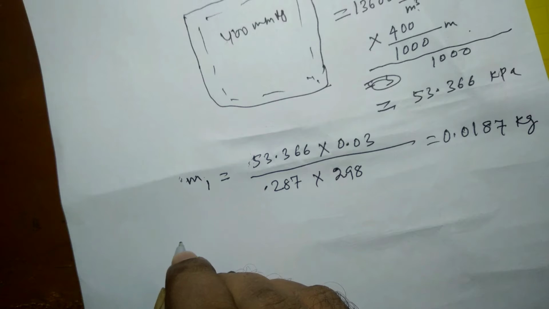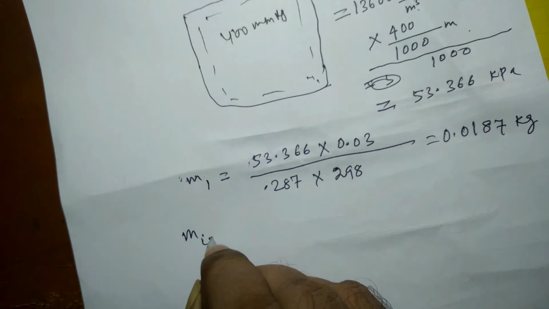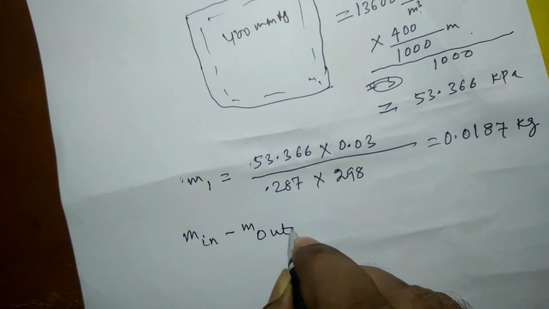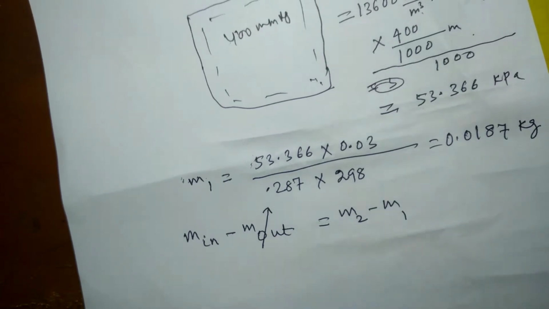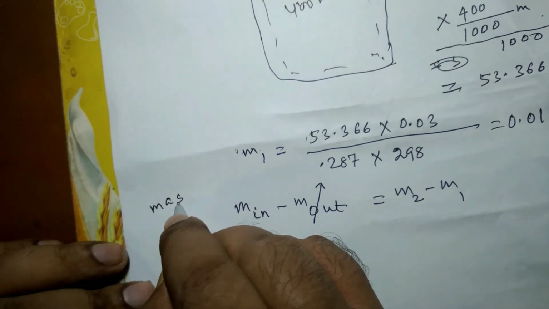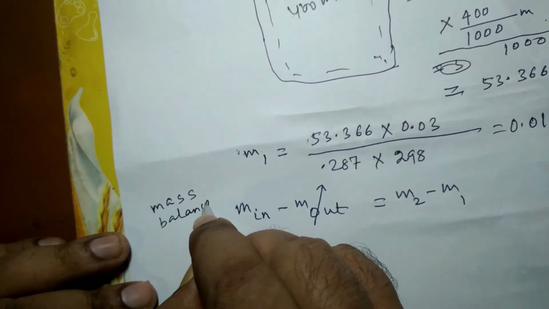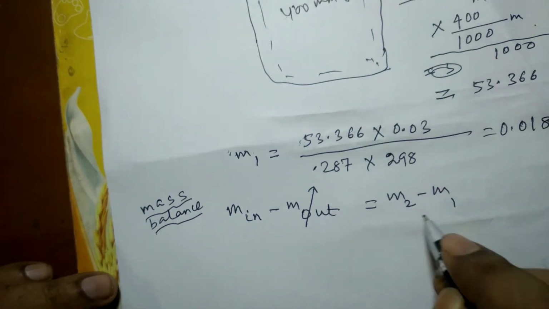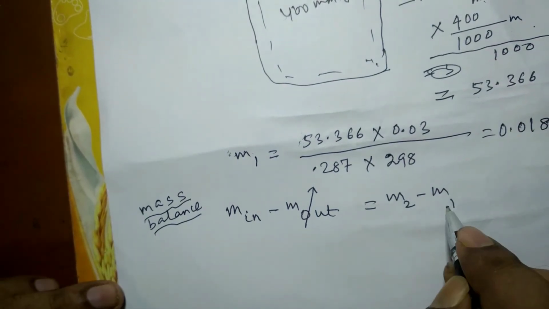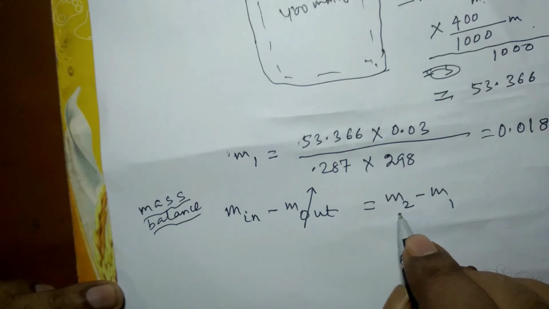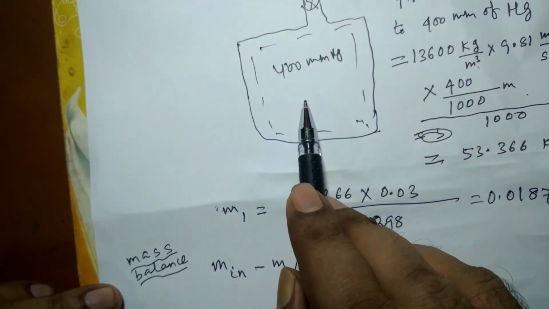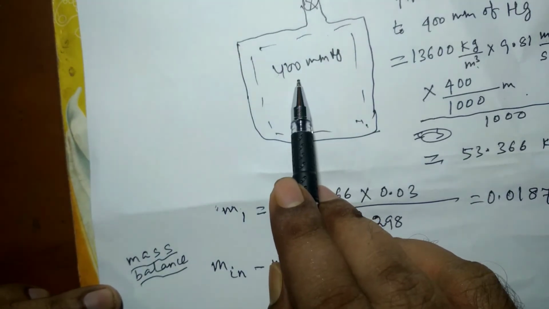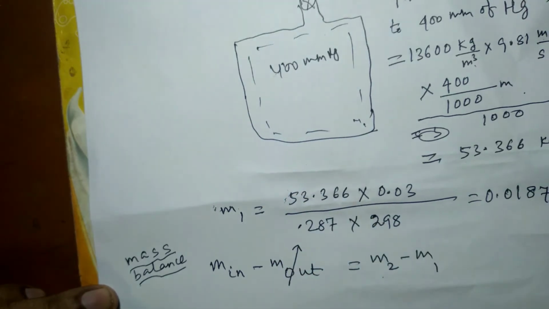The mass balance equation in this case will be m in minus m out, which equals the change in mass of the control volume, that is m2 minus m1. Here no mass is going out, so this is simply the principle of mass balance. m2 is the final mass of air inside the bottle after the completion of the process. Once the pressure inside the bottle reaches the supply line pressure, that is 760 mm of mercury, the process will stop.